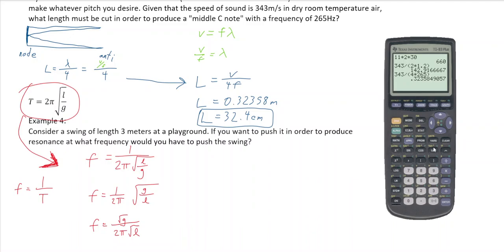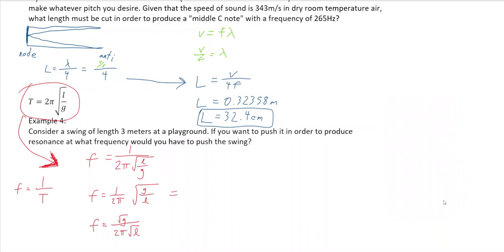So 1 divided by bracket 2 pi bracket times the square root of 9.81 divided by the length, which is 3, bracket, enter. So this tells us the frequency. So the frequency is 0.2878 hertz.